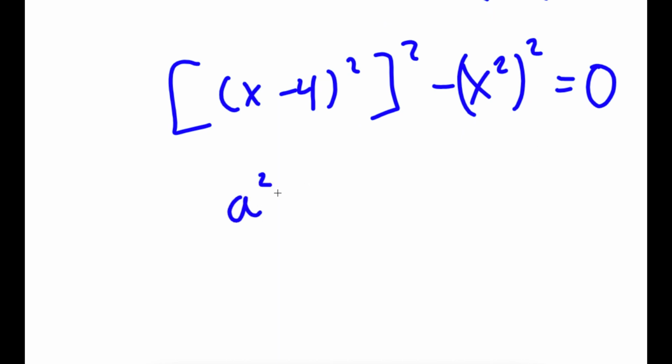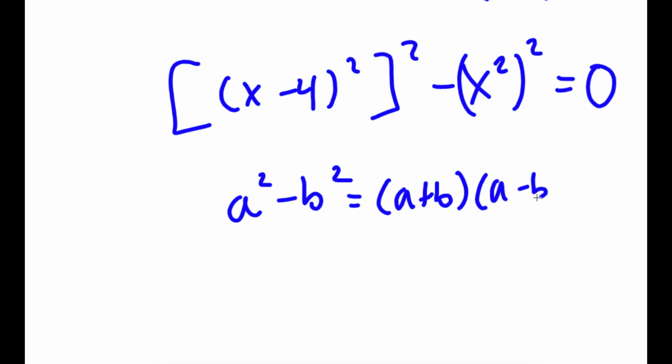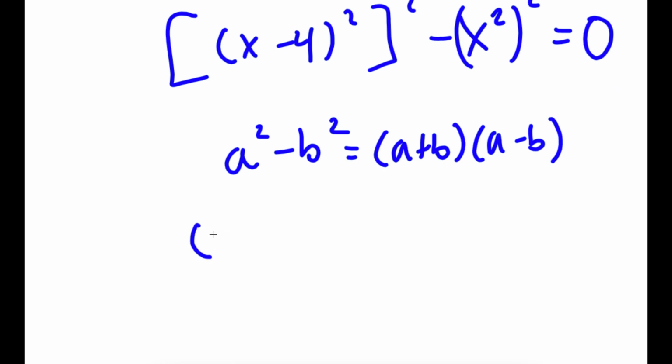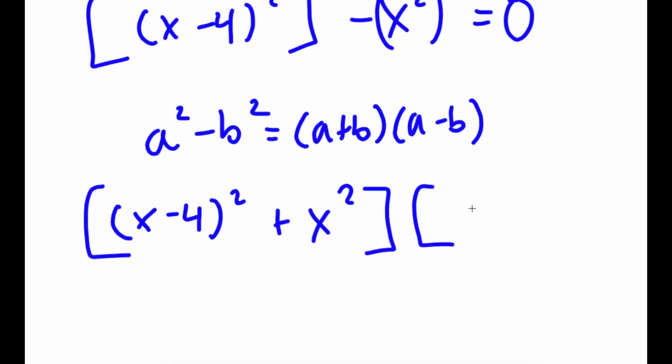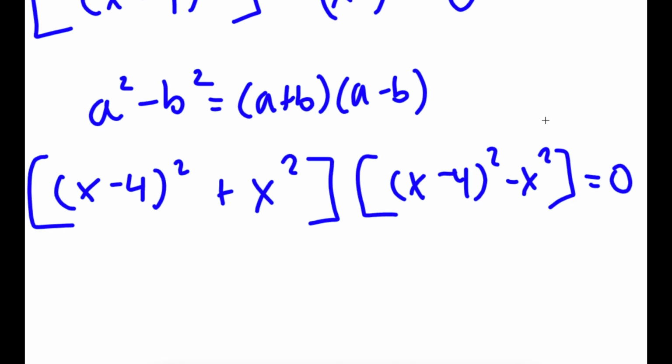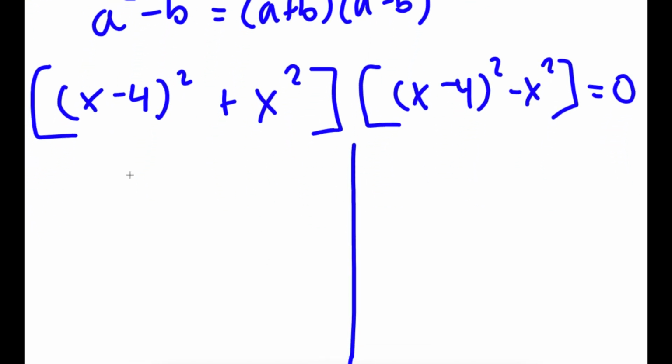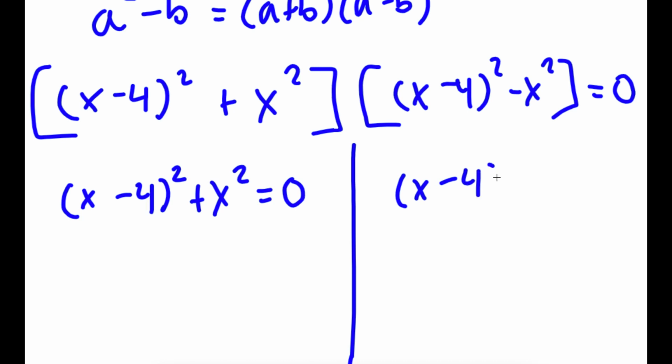Now, if I have something in the form a squared minus b squared, this is equal to a plus b times a minus b. So in this case, this is going to equal x minus 4 squared plus x squared times x minus 4 squared minus x squared. And this is equal to 0. So now this gives me two equations. I have x minus 4 squared plus x squared is equal to 0. And now I have x minus 4 squared minus x squared is equal to 0.